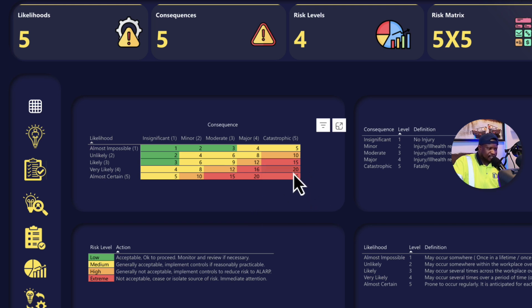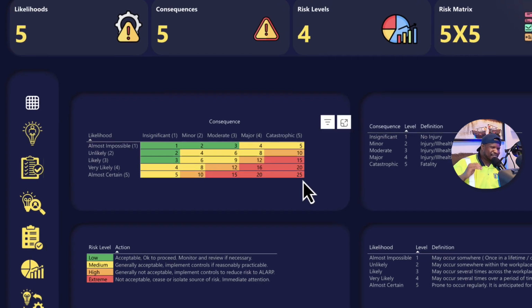So it then means that the higher the score, the higher the risk level, the lower the score, the lower the risk level. So if you have a risk level of 25 divided by the maximum, which is 25, you have a risk level of 100%, and that is the maximum.